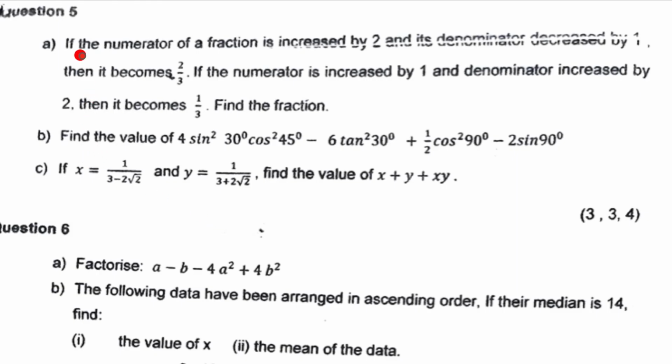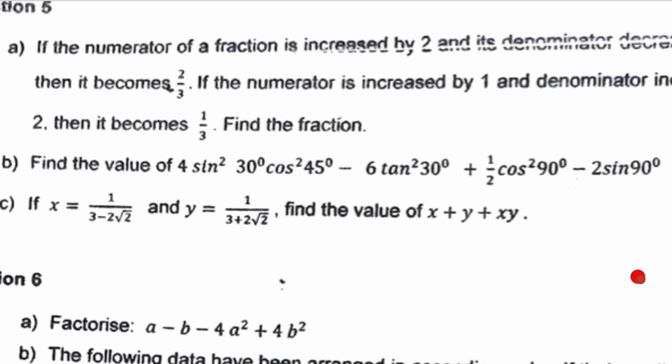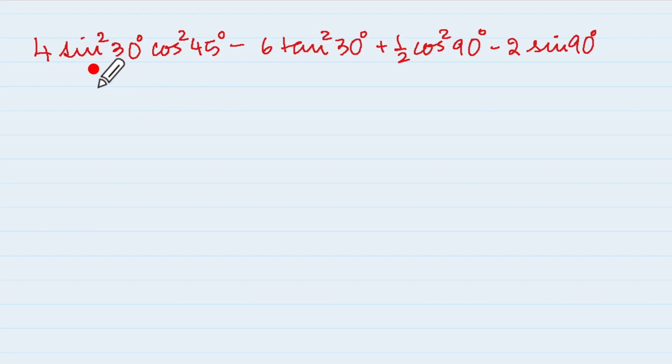Let us look at our 5b. Find the value of 4 sine square 30 degrees cos square 45 degrees minus 6 tan square 30 degrees plus 1 upon 2 cos square 90 degrees minus 2 sine 90 degrees. Let us write this question first. Now for this you need the values for the standard angles.